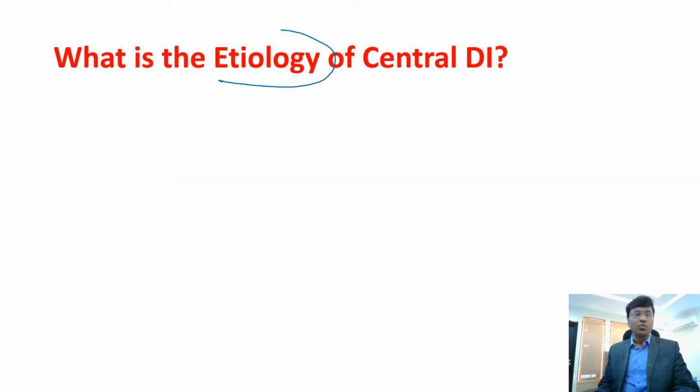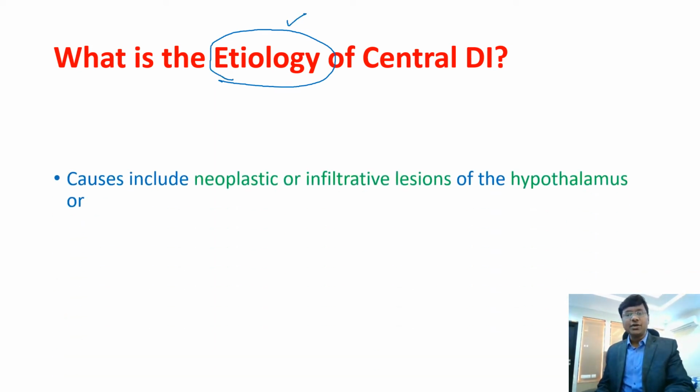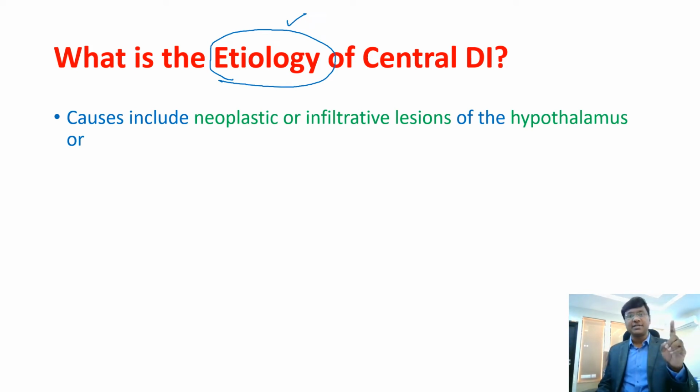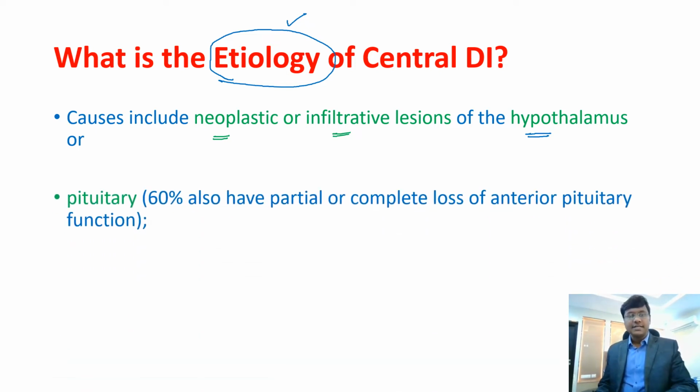Then, what is the etiology of central diabetes insipidus? The etiology includes either pathology in the hypothalamus or pathology within the pituitary gland. So if you see the pathology in the hypothalamus, that includes neoplastic or infiltrative lesions of the hypothalamus, or the pathology can be in the pituitary gland, where there is partial or complete loss of the anterior pituitary function. So that is the etiology of central diabetes insipidus.